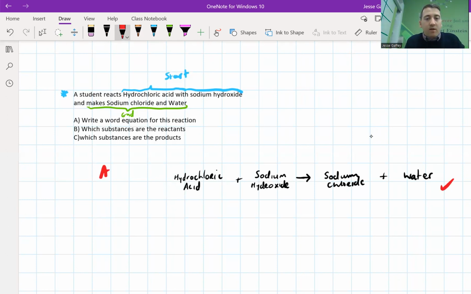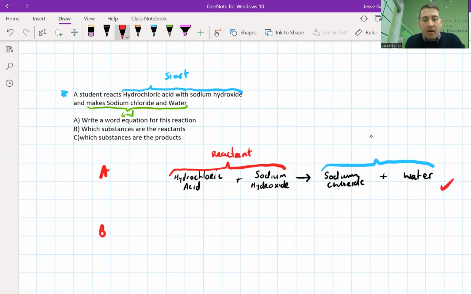It says, which substances are the reactants? Now, I don't mind. You can write this down as a sentence. Something and something are the reactants. Or you can do it the way I've showed you to link them together like this. So I'm going to use two different colors, red and I'm going to use blue. Okay. All right. So the reactants here, what you should have said is it's these first two, hydrochloric acid and sodium hydroxide. These are reactants.